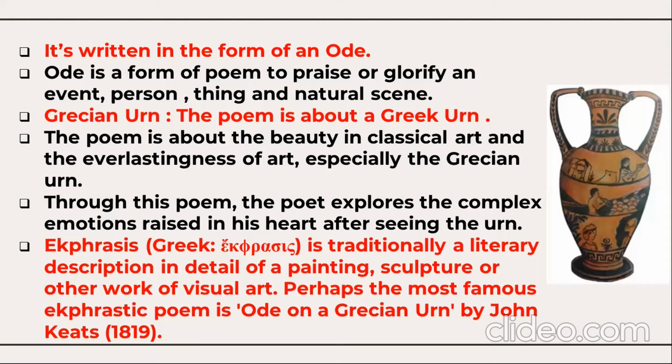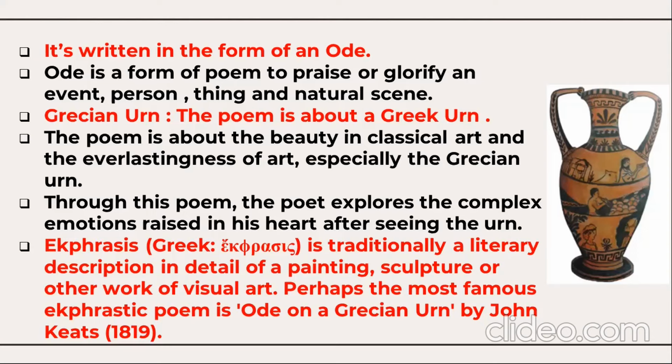So, what is the Grecian urn here? The poem is about a Greek urn. The poem is about the beauty in classical art and the everlastingness of art, especially the Grecian urn. Throughout this poem, the poet explores the complex emotions which are raised in his heart after seeing the urn. So when you go through this poem, you will also have an experience of such human complex emotions when you go through the stanzas or the lines of this poem.